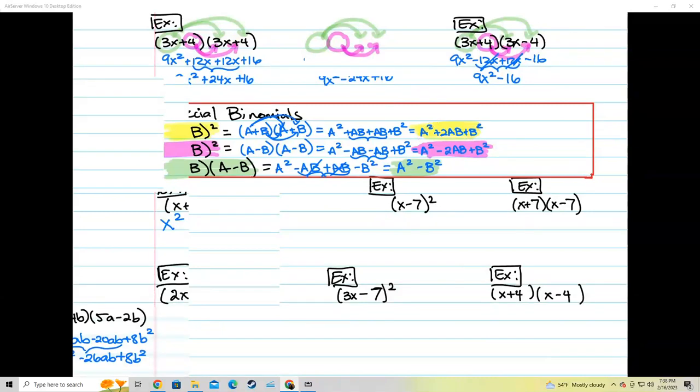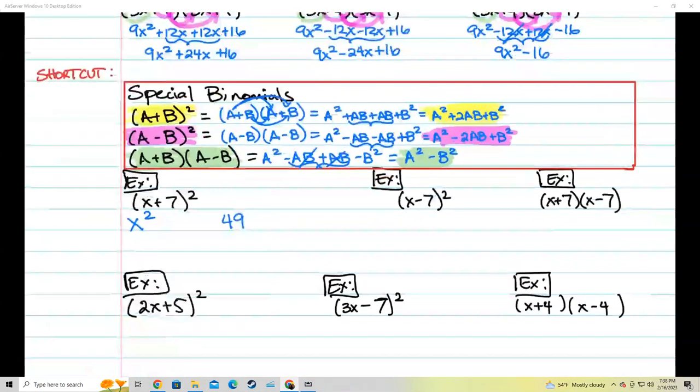Now, to do the middle part, sorry, I just realized that happened. To do the middle part, that's telling me I need to go my first part times my second part, and then multiply it by 2. Again, I'll say that one more time. I need to take my first part, multiply it by my second part, and then multiply it by 2, put a plus sign in front. First part, second part, multiply it by 2.